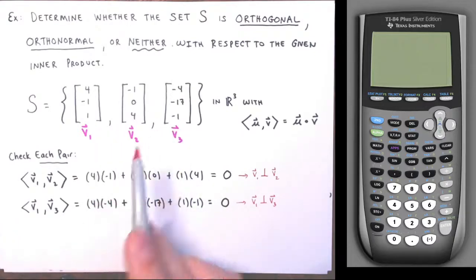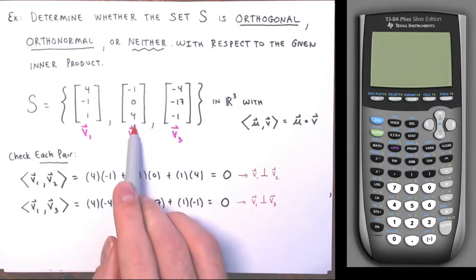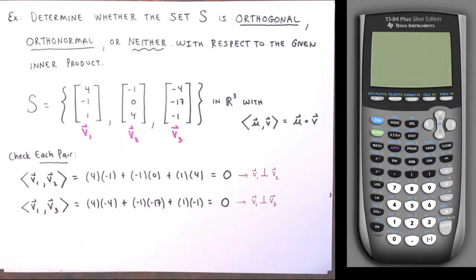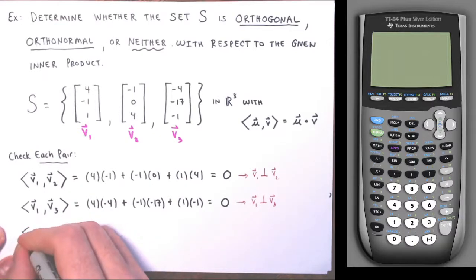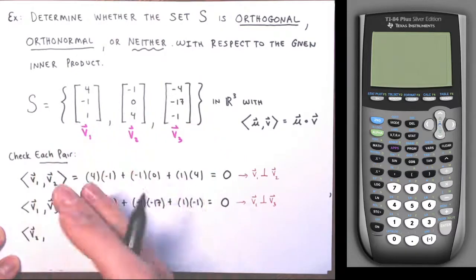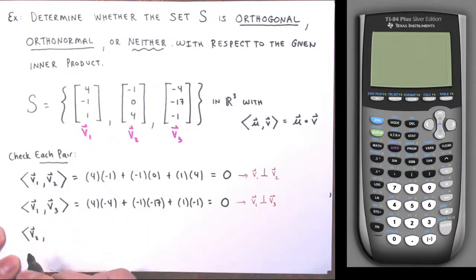And then the only other pair that I haven't checked is v2 and v3, right? I've done v1 and v2, v1 and v3. But the only pair I need to check now is v2 and v3. So you can probably see how this will be a bit tedious when there are larger numbers of vectors in your set. With the 3 vectors here, I only need to do 3 pairs. But in the next example, I have 4 vectors, and with 4 vectors there are a total of 6 pairs that you need to check the inner products of.